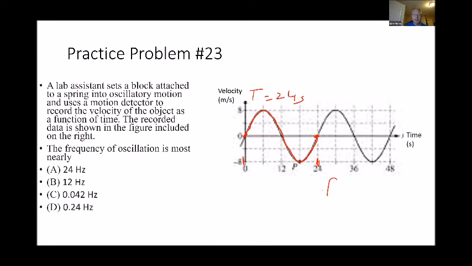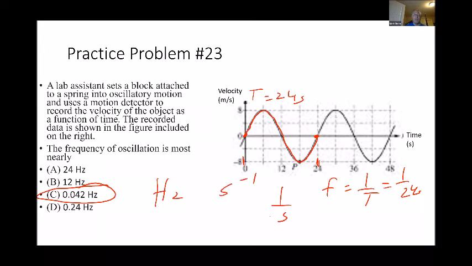Well, you guys, I hope, know that the frequency is equal to 1 over the period. So in this case, 1 over 24 seconds. And if you do the math on that, that comes out to be 0.042. And notice that's in hertz. Hertz is essentially things per second. So in this case, oscillations per second, 0.042 oscillations per second.